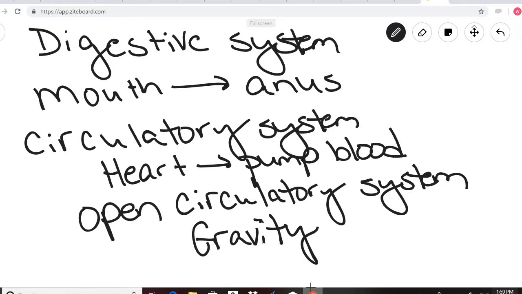Now, the cephalopods actually have a closed circulatory system. So all of the other mollusks that we've looked at have an open circulatory system, but the cephalopods have a closed circulatory system, and blood actually gets circulated in blood vessels.